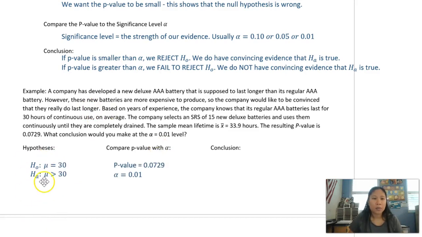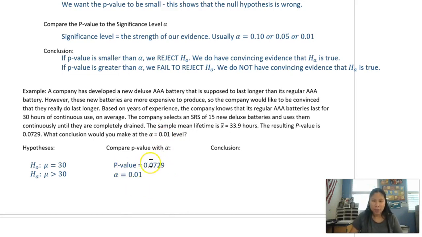All right, so we've got our hypotheses. Next, we're going to compare the p-value with alpha. They already calculated the p-value for us, and it was 0.0729. And we're using the significance level alpha of 0.01. So we're trying to give really good evidence, because it's a really small alpha level.